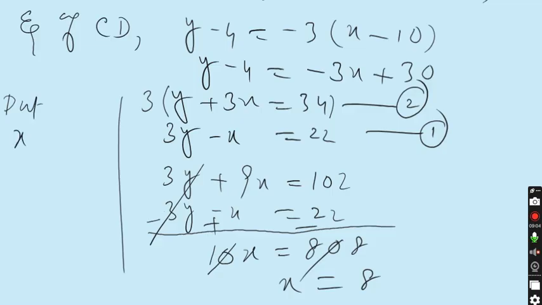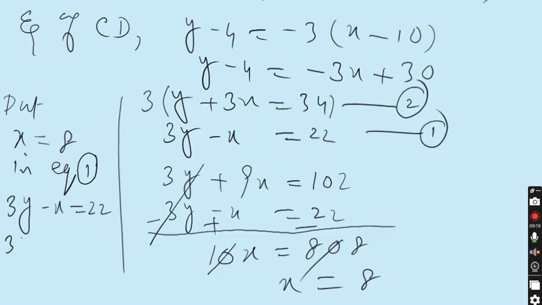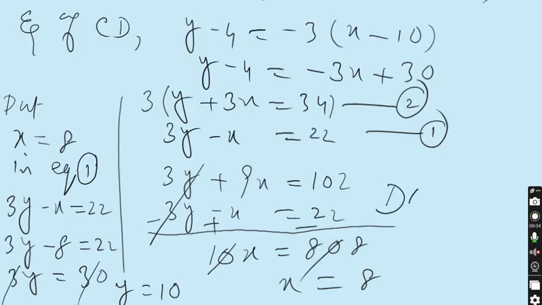Put x is equals to 8 in equation number 1. So equation number 1 is 3y minus x is equals to 22. 3y minus 8 is equals to 22. 3y is equals to 22 plus 8 is 30, and y is equals to 30 upon 3 is 10. Hence the coordinates of D are 8, 10. This is the complete answer of part number 1.